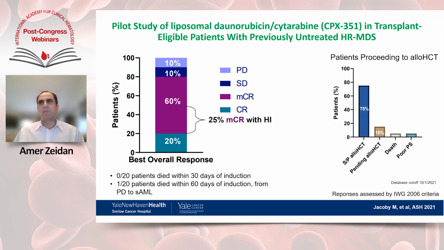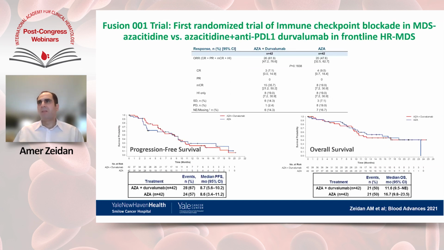However, results from selected cohorts of patients, younger patients who are fit for intensive chemo, many of them went to transplant, seem to do okay. So I think this is one option. Immune checkpoint inhibition, this is an area that I've done a lot of work on personally. The results so far have not been overwhelming.